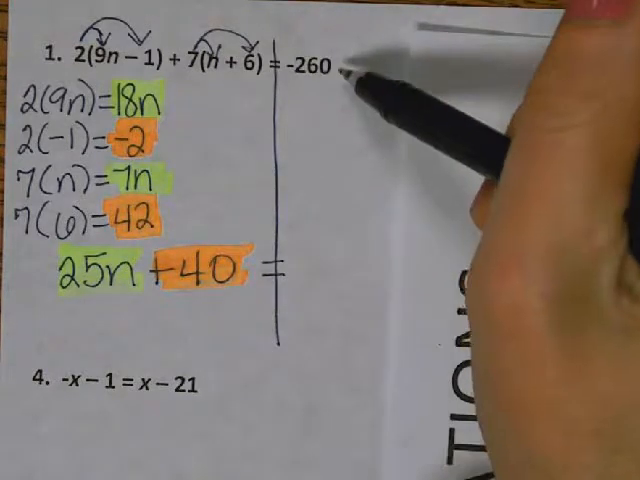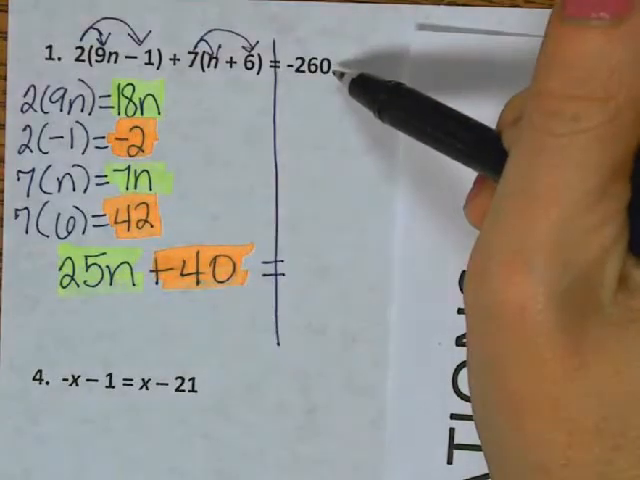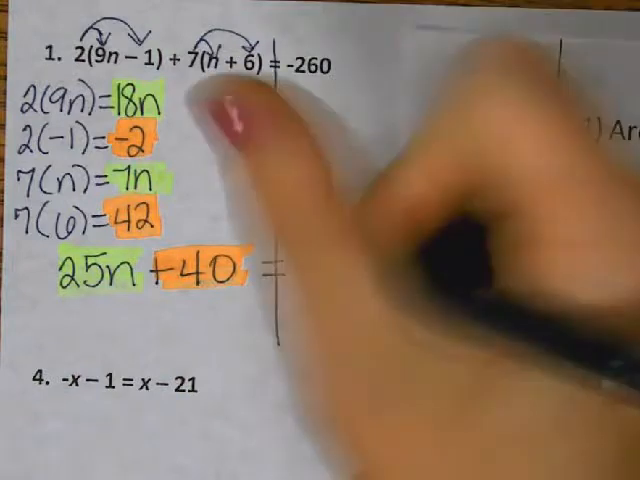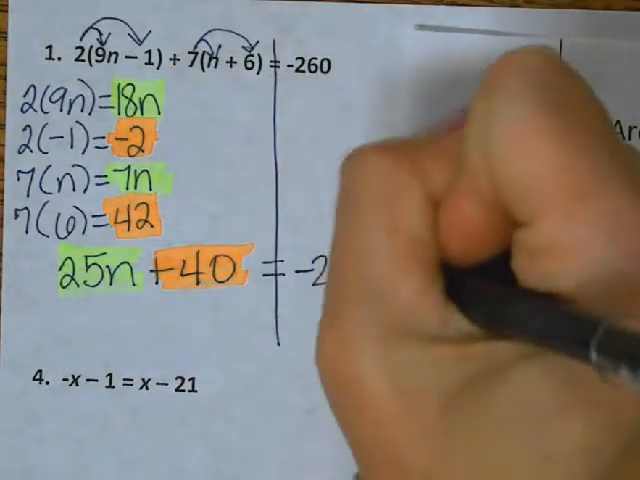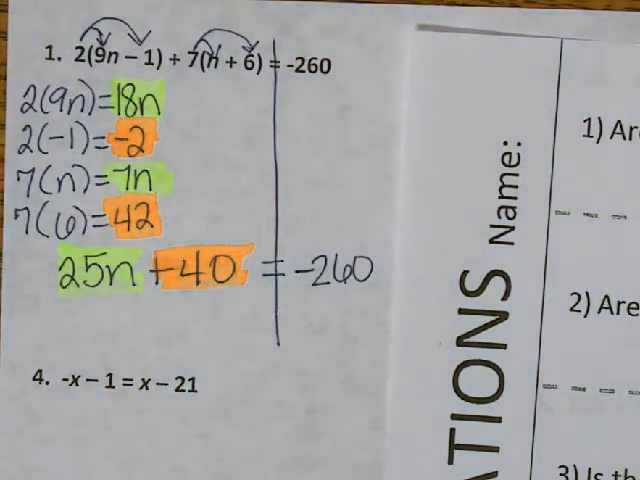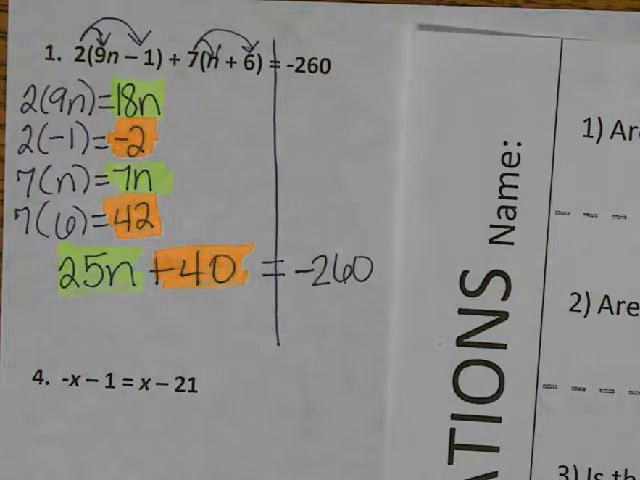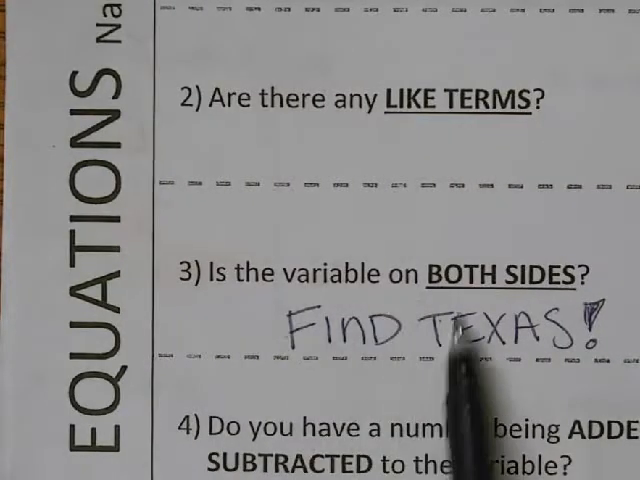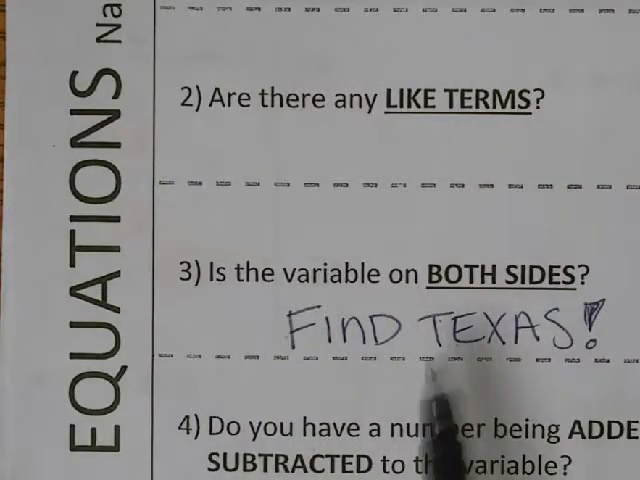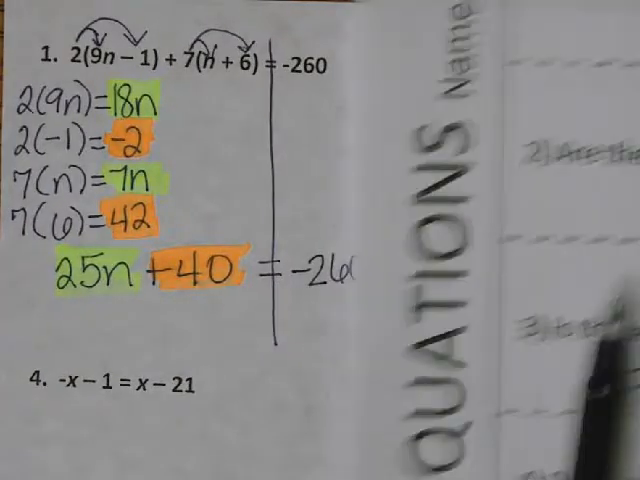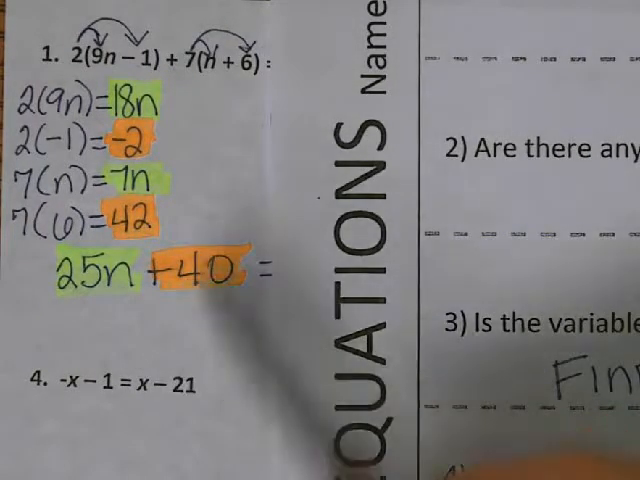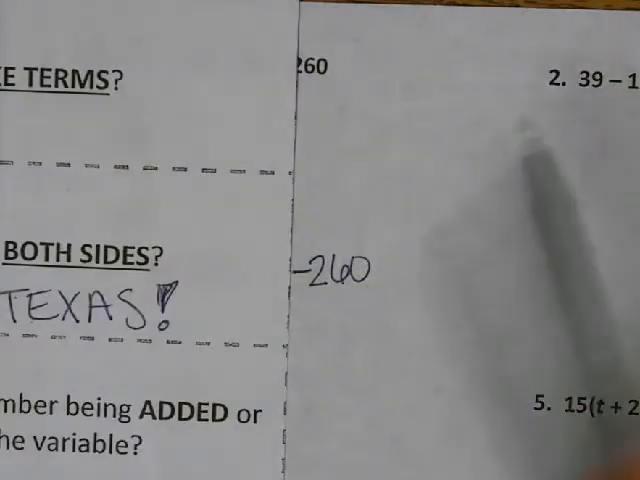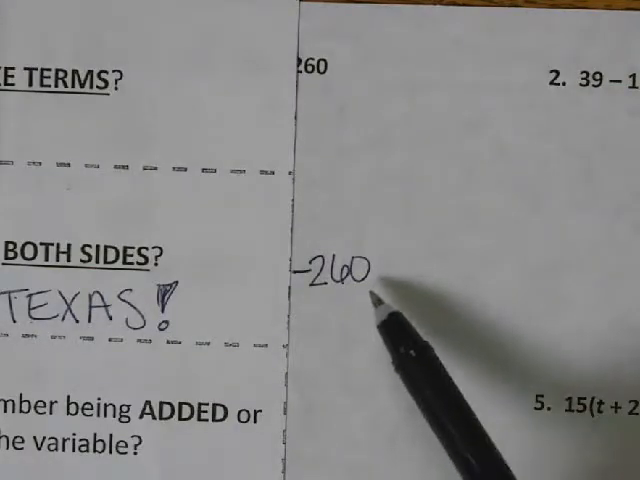Okay, so now, what is -260? Do I do anything to that? No, so I just write it at the end. Alright. Now, the next step, step 3, says, is there a variable on both sides? No. If I cover up the 260, there's a variable here, but if I cover up the orange and yellow side, there's not a variable here. So what do we do next?